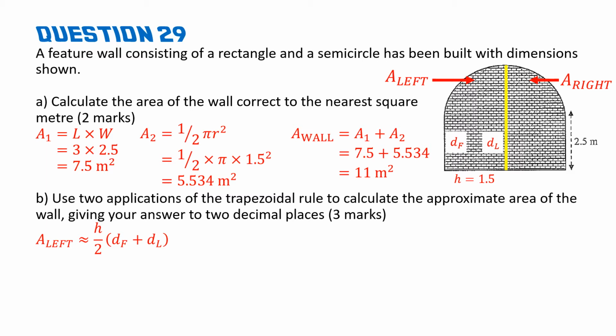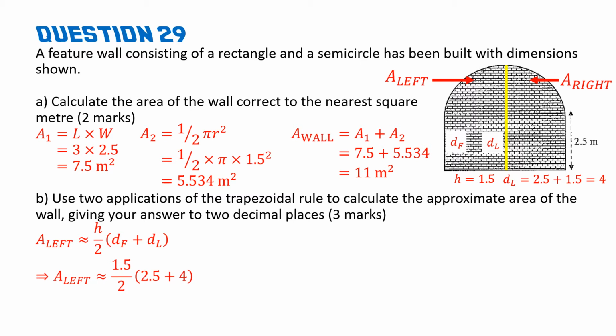Now we knew that the full distance across the wall was 3 metres, so h is going to be half of that, 1.5. Well, df, we know that that's going to be 2.5, but what about dl? Well, that's going to be our 2.5 plus the radius of our circle. And we knew that our radius is 1.5, so that means that dl, the total height, will be 2.5 plus our 1.5, so that's going to give us 4.